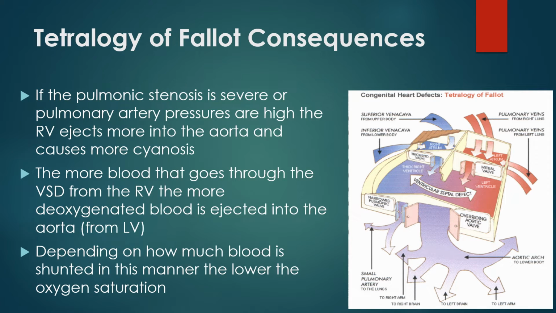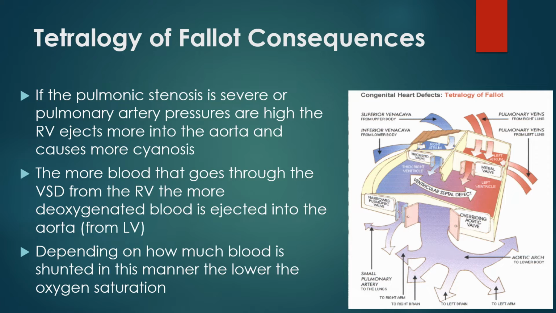Some of the consequences of tetralogy of Fallot: if the pulmonic stenosis is severe enough or pulmonary artery pressures are high, the RV ejects more into the aorta and causes more cyanosis. The more blood that goes through the VSD from the RV as a right to left shunt, the more deoxygenated blood is ejected into the aorta from the LV, so you end up having lower sats. And depending on how much blood is shunted in this manner, the lower the oxygen saturation.